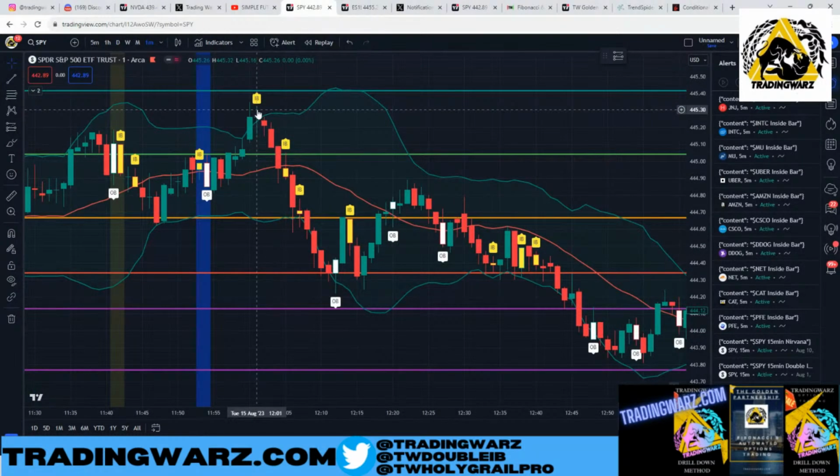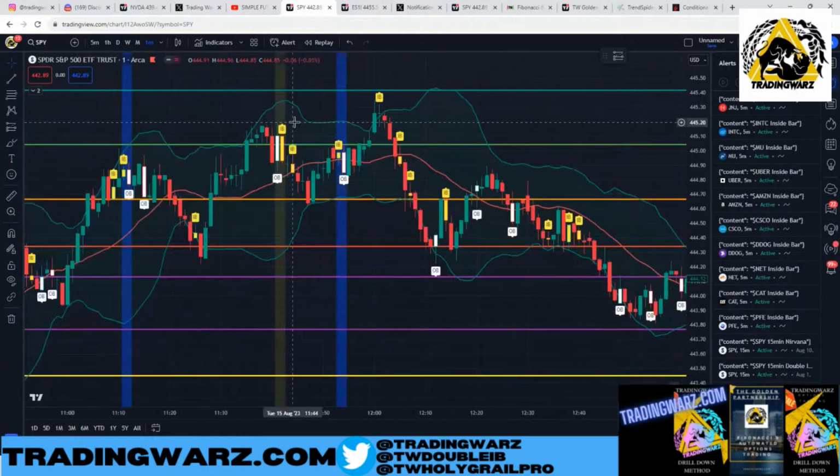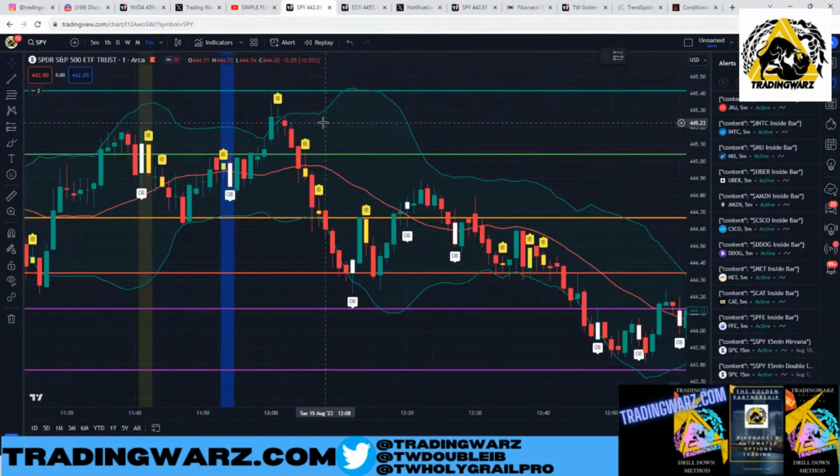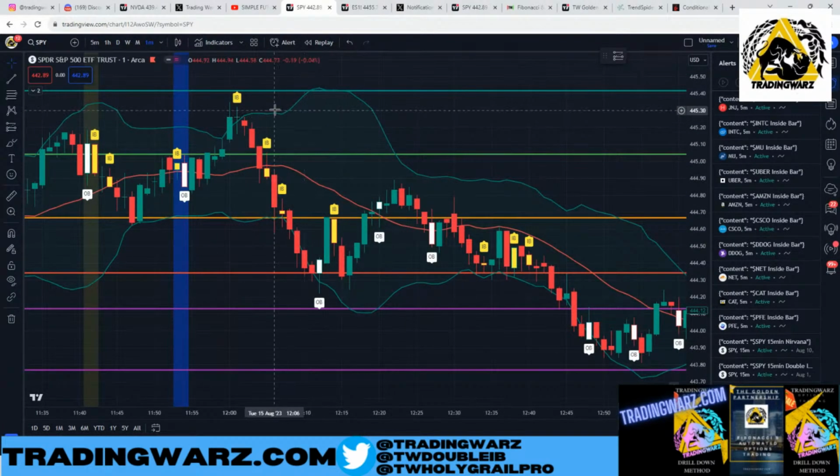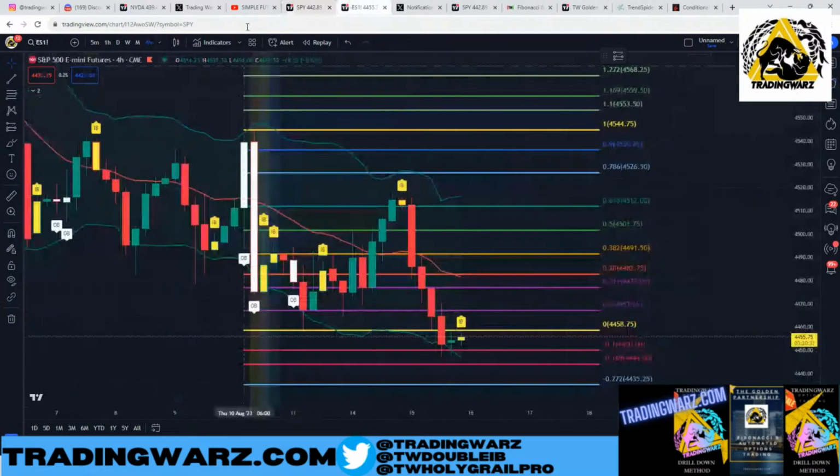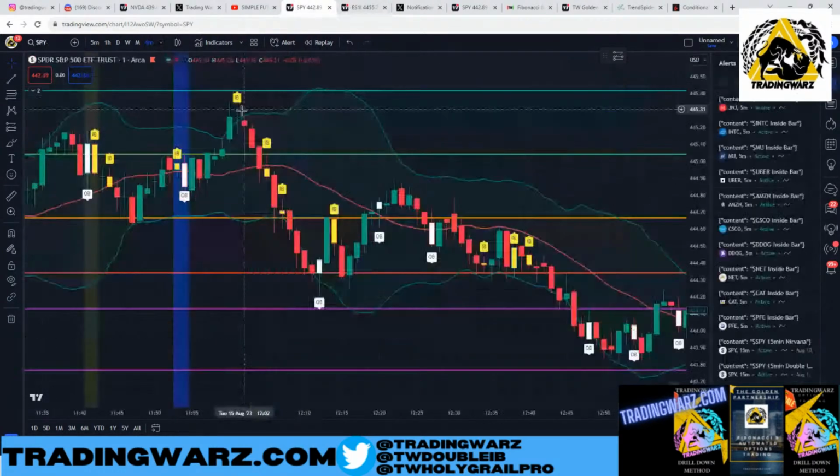What pattern is that? Hit me with a 1 for inside bar, 2 for outside bar. So what do you guys think? Look at this, guys. Very similar to that 4-hour chart. Right up on that 618 zone, we have the inside bar. So what does that allow you to do?